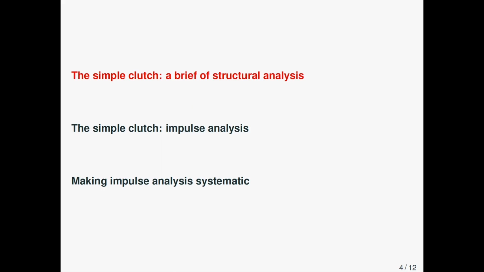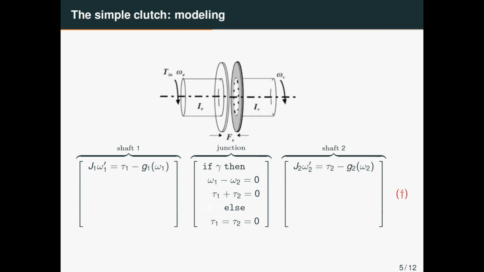We begin by recalling the essentials of structural analysis at mode changes for the clutch. Then, we proceed to the impulse analysis. We indicate how the impulse analysis can be made systematic. And then we conclude. This is a model of the simple clutch.